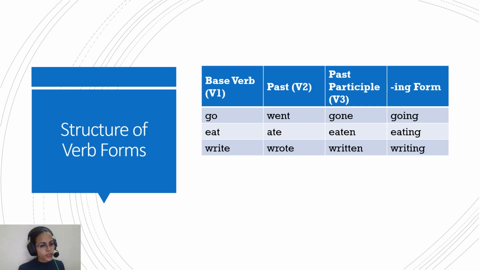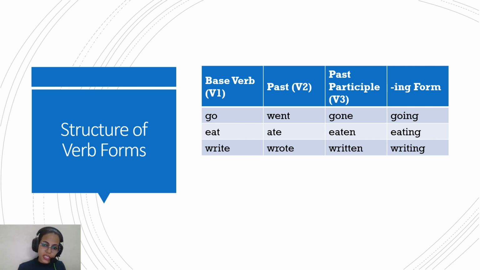So we've done this, but again, I'll just quickly go through this so we can revise it again and understand how tense and verb dance with each other. So we know there are four, technically three, but four forms of verbs. That is the base verb, the past, the past participle, and the ing form. The base verb is also called the first form of verb, the second form of verb, third form of verb, and ing form of verb.